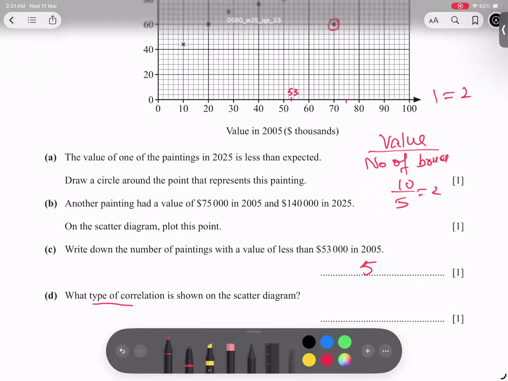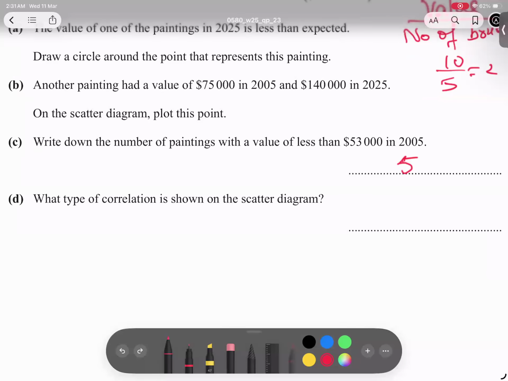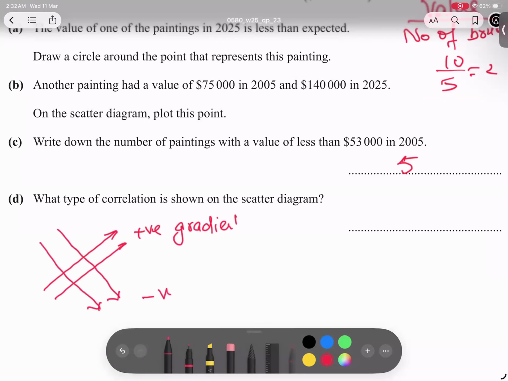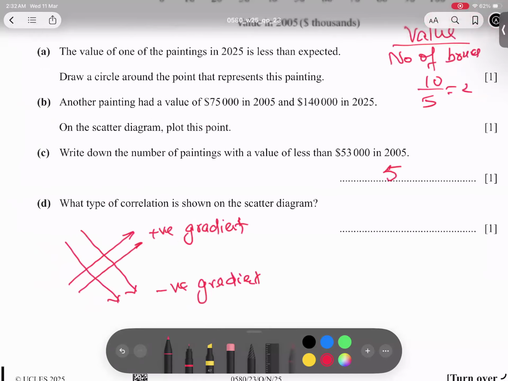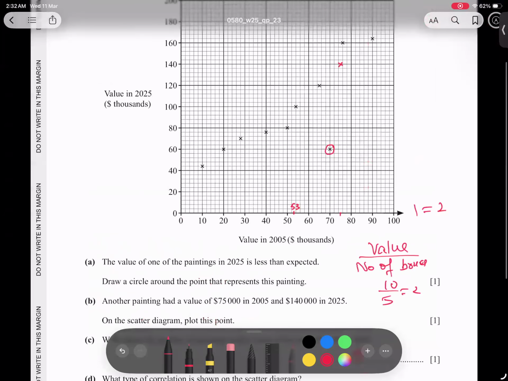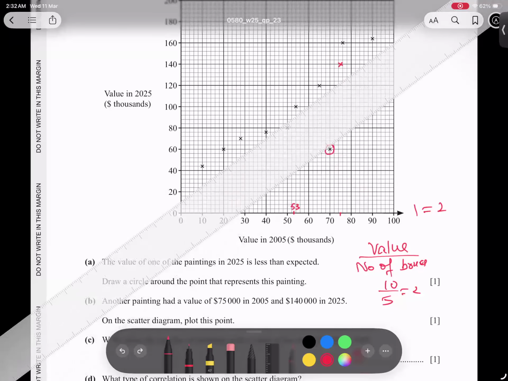Last part: what type of correlation do we have? Students, if we have done the topic of speed-time graphs, when the line goes this way, it is called a positive gradient, and when the line goes this way, it is called a negative gradient. In the same way, whenever you draw a best fit line, if the line comes this way, it is called negative. So now I'm going to make a line, though he did not mention to make one.